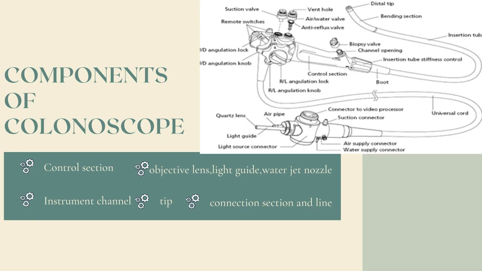A tip, which is the distal end of the shaft, is controlled from the control section. It includes a charge coupled device that serves as a small camera and electronically transmits the image from the CCD to an external video processing unit and the connection section. These are the main components present in a colonoscope.